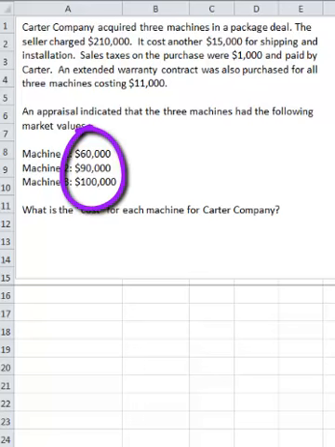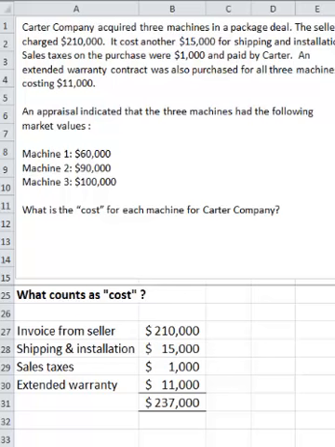So the first question is, which of the costs in that list count as part of the cost of the machine? Here are the 4 items that they mentioned. We have the invoice from the seller, shipping and installation, the sales taxes, and the extended warranty. The invoice from the seller, the shipping and installation, and the sales taxes are all part of the cost, but repairs and maintenance are not. And so the extended warranty is just a way to prepay the repairs and maintenance.